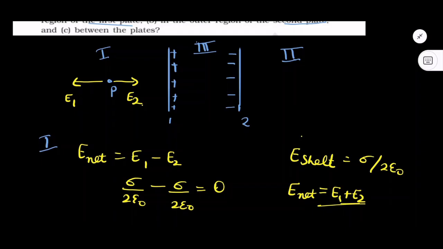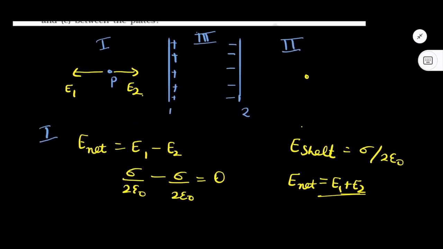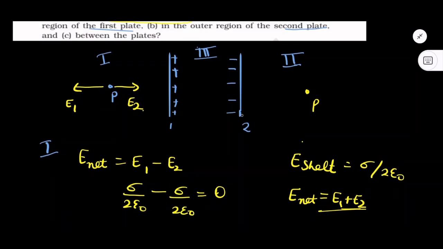Okay, so now let's find the electric field at point P. Let's suppose now our point P is over here. If we find the electric field in region 2, the electric field due to the plate 1 will be in this direction. We can write it as E1, and due to the plate 2 will be in this direction. So again we'll get the net electric field to be 0 in the second region.